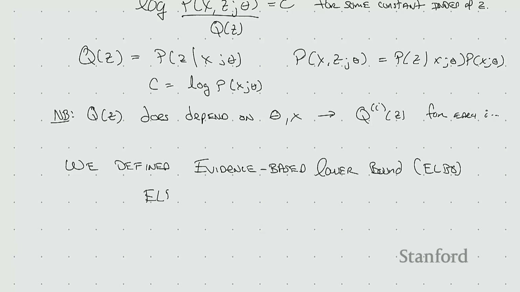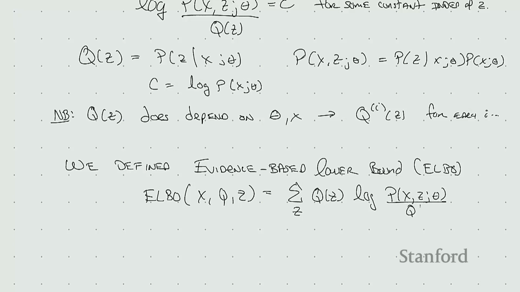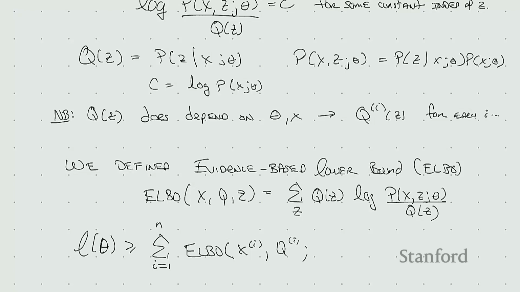So the ELBO of x, q, z equals the sum over z of q_z log p(x, z; theta) over q_z. Okay? And what we've shown is that L(theta) is greater than or equal to the sum, because we did this term by term, of the ELBO of x_i, q_i, theta. Sorry, this is incorrect notation. This is theta. Sorry, the z is marginalized away. The z can't appear there. Only theta appears there.